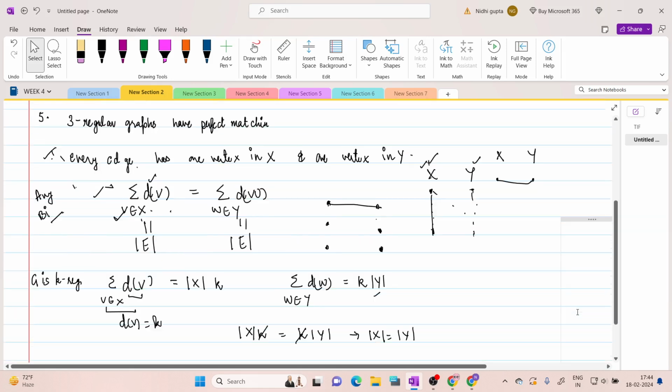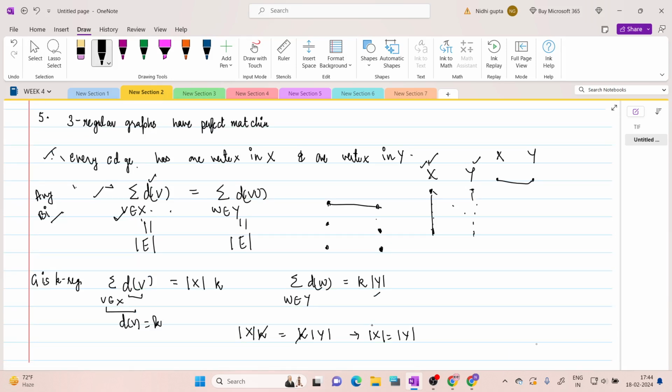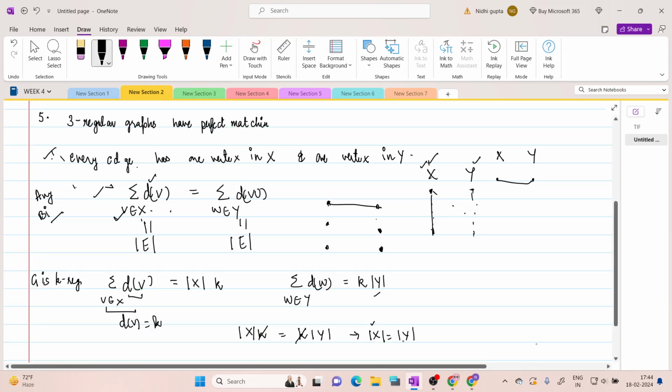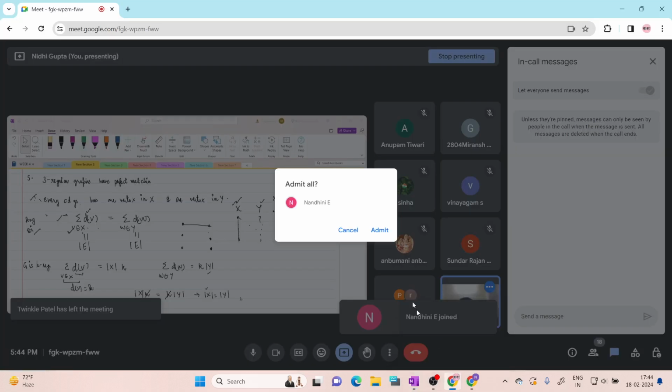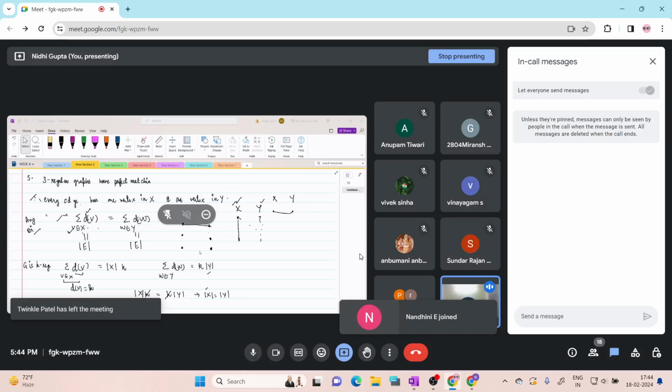So is everyone clear that if we have a k-regular bipartite graph, then the number of vertices in both the bipartitions should be equal? Is it clear to everyone?